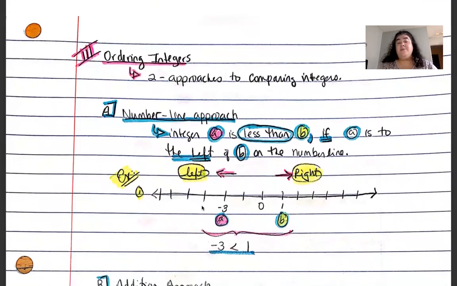This is the rule, and the best way to explain it is using the number line approach. We do have an additive approach, but I find that this one is usually the best one to introduce, particularly to children, to make it concrete and clear to be understood. And this is what it is: integer A will be less than integer B if integer A is to the left of integer B on the number line.